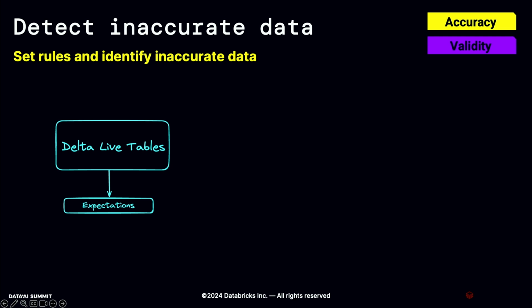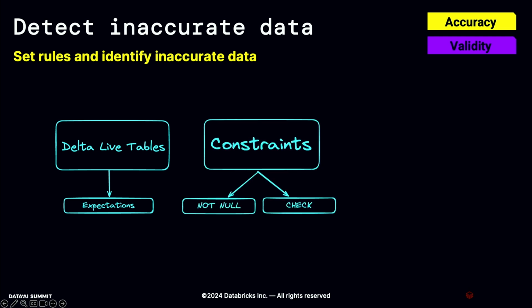Inaccuracy. So Delta Live Tables give you the capability out of box to do expectations. You can set rules for data quality, expect your data to fall in certain ranges, and with Delta Live Tables, you can set actions based on your violations of those rules. With constraints of Delta tables, you can also identify inaccuracies and deal with them.